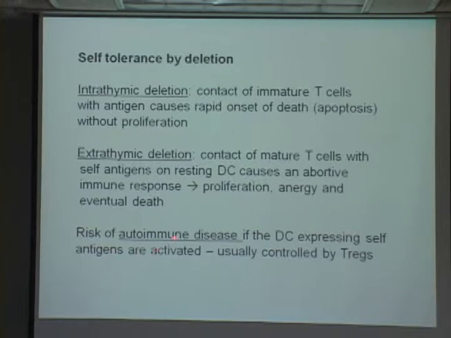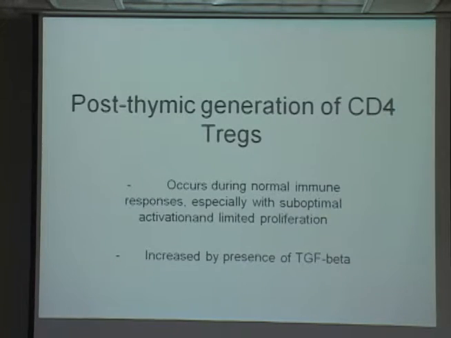So the danger, of course, is that if you have adjuvants around, which can be provided by an infectious agent, then the response can be much more efficient, and there's the danger of autoimmune disease. And it's under these conditions where you need yet another backup mechanism for tolerance induction, and that is the influence of T regulatory cells.